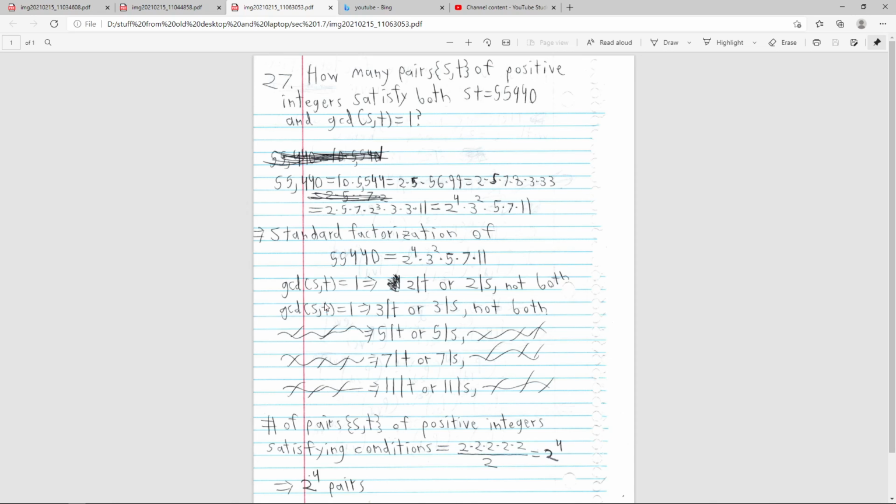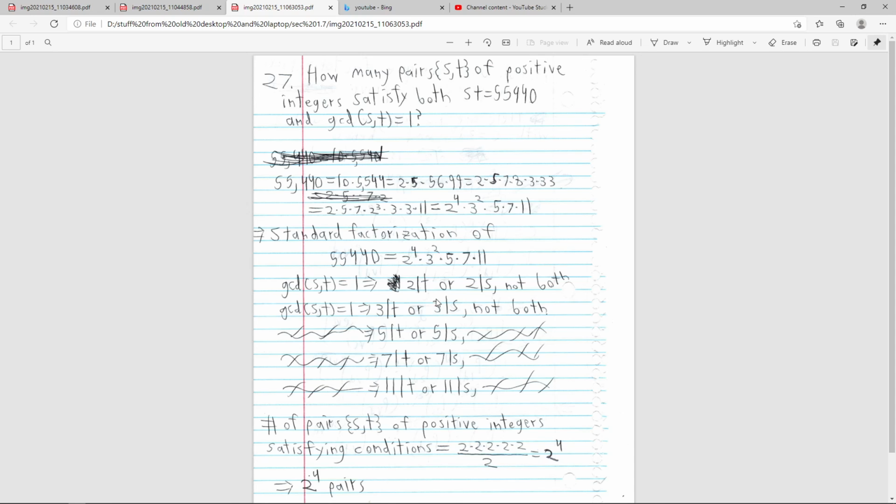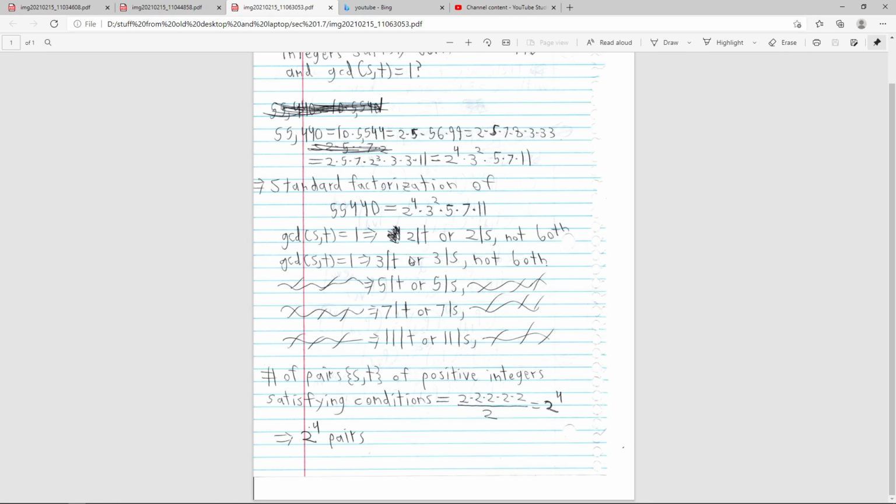So the GCD of s and t equals 1. That means they share nothing in common besides division by 1. They're relatively prime. Do you remember? So that means that 2 divides t or 2 divides s, but not both. Same with 3, same with 5, same with 7, same with 11. So all of these can be divided once. They can be divided by each of these, but only one of them, but not both.